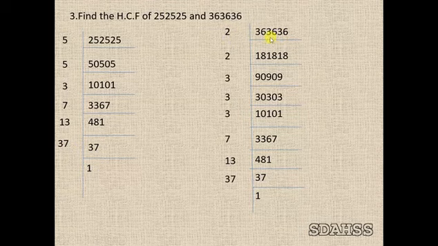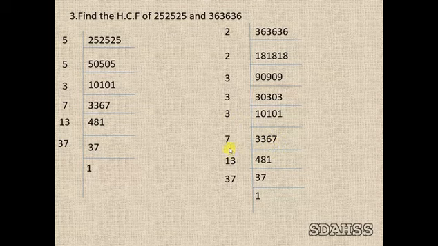Next consider 3,63,636. It is divisible by 2 table. Then 1 time 8 2s are 16, 1 8 1 8. Again it is divisible by 2 table. So 90909. Then 90909 is divisible by 3 table. So 30303. Then it is divisible by 3 table, 10101. Again it is divisible by 3 table. So 3 3s are 9, 3 3s are 9, 6 3s are 18, 7 3s are 21, 3367.